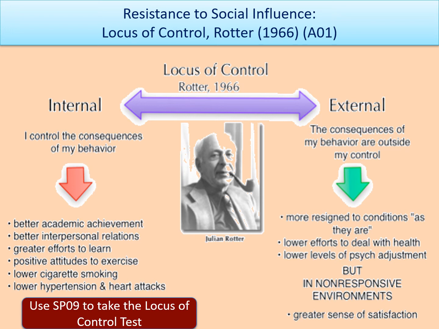An external locus of control, Rotter says these people are more resigned to conditions as they are. So if something occurs, they just kind of give up and think, oh, well, that's happened and I can't do anything about it. They have lower efforts to deal with their own health. They have lower levels of psychological adjustment, which means that if a new situation occurs, they find it very hard to adjust to coping with that new situation.